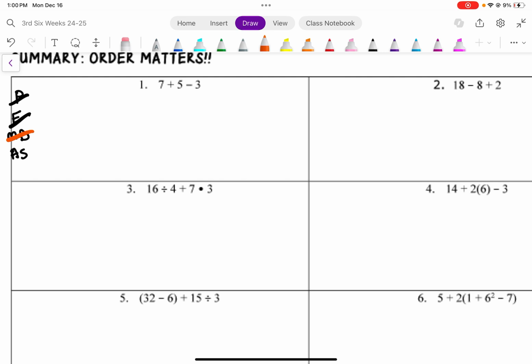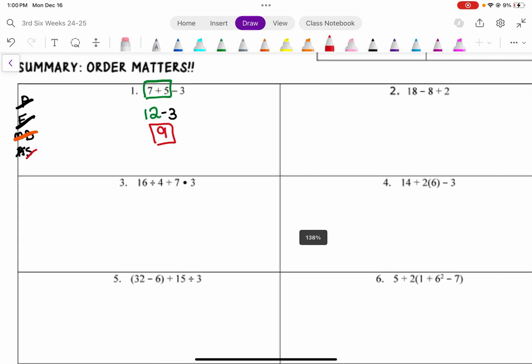Okay, so we have 7 plus 5, and that's going to be 12. I'm going to bring down the minus 3, so I did my addition. Now I'm going to be subtracting. 12 minus 3 is 9. And I'm done.